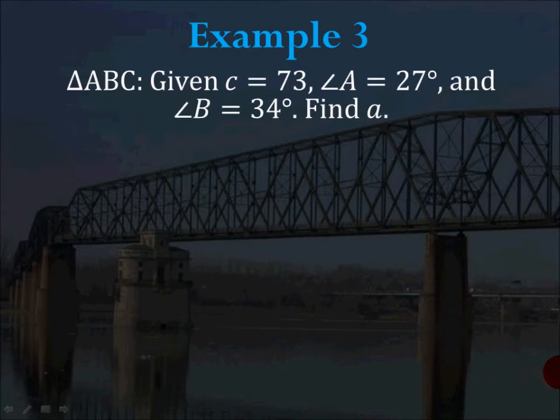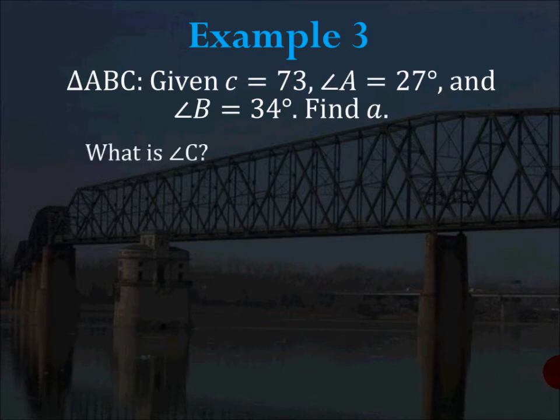Example 3. We're given that side c is 73, angle A is 27 degrees, and angle B is 34 degrees. Find side a. Now, you'll have to do some math here. See if you can figure out the way to do this problem, then pause the video and check your answer when you're ready.